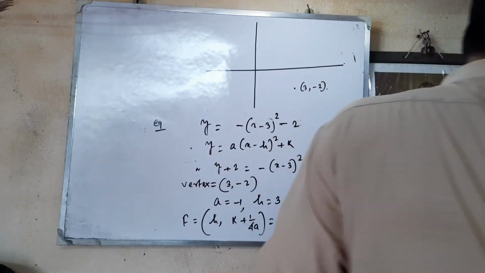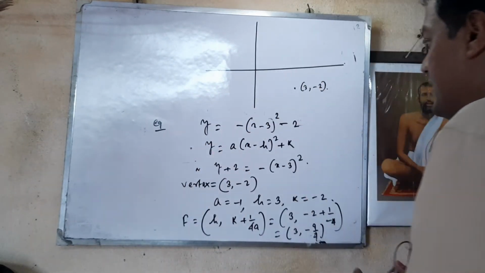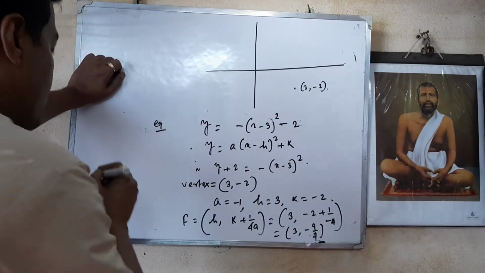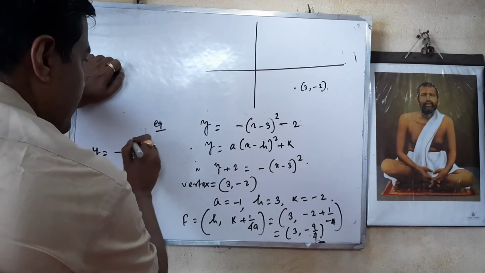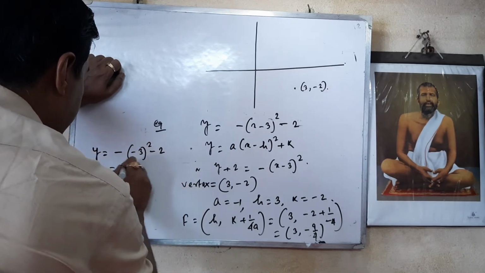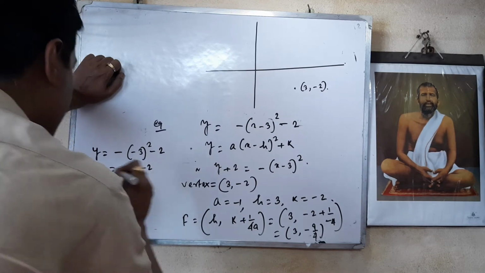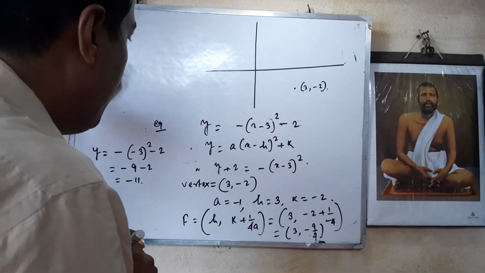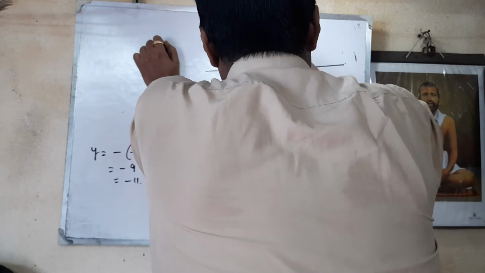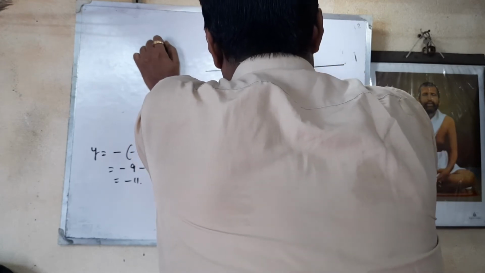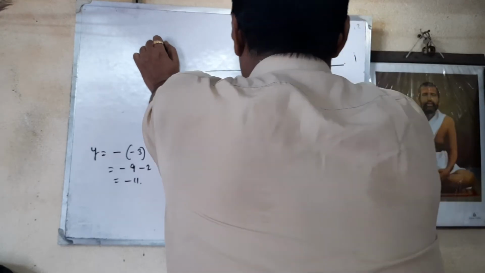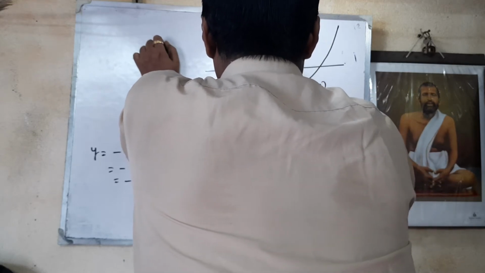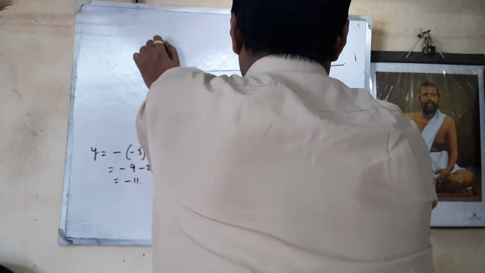Now to check whether the parabola intersects the y-axis, if x equals 0, then y equals minus 3 whole square minus 2, that is minus 9 minus 2, that is minus 11. So the parabola intersects the y-axis at minus 11, and similarly for the x-axis, if I put y equal to 0. It may be like that, not passing through the origin. Obviously you remember that it does not pass through the origin, okay?